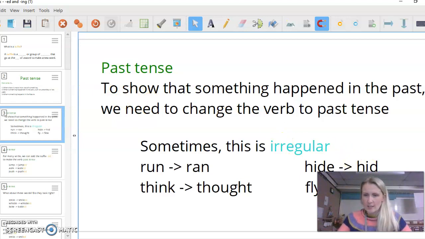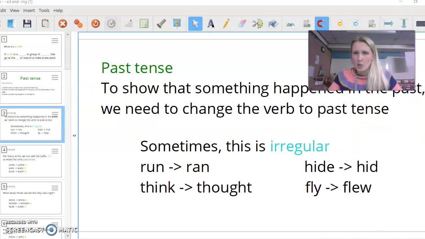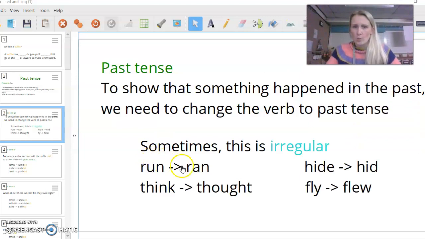So let's have a look at this. We have got the word run. We've changed it to ran. We've got the word think. I think I am going to the shop. I thought about going to the shop. So that's saying you thought about it. You've already thought, you've already had that thought, haven't you? Hide, hid, fly, flew. So it's changing something to the past, isn't it? It's changing it to the past.